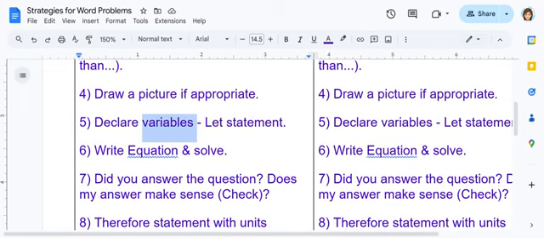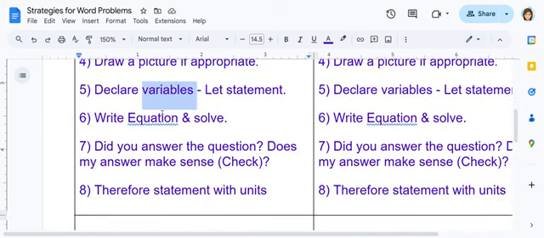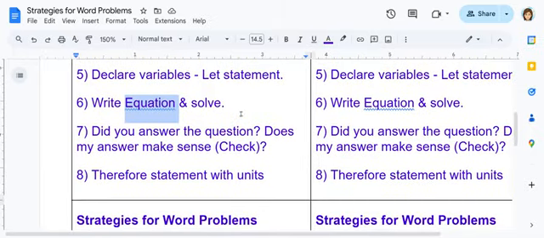Step 5, declaring variables. So I don't do let statements until I get to step 5. Number 6, write the equation and solve it. Number 7, did you answer the question? Does my answer make sense? So we're going to do a check. And finally, when we're convinced we did it, a therefore statement. All right. So let's give that a shot.